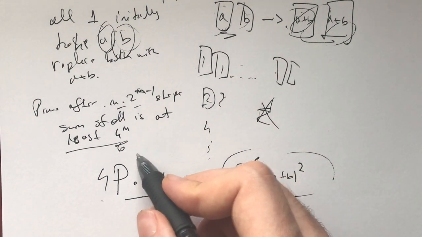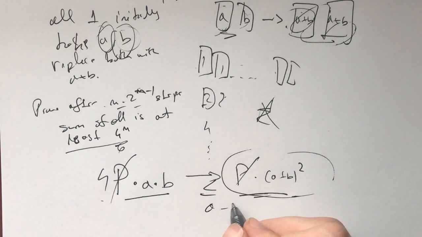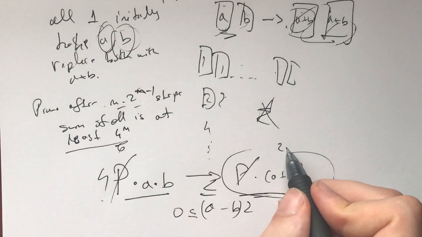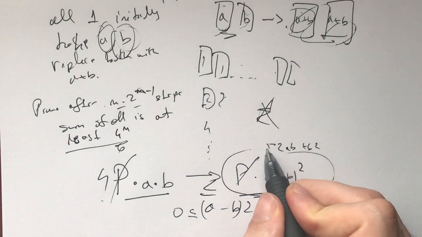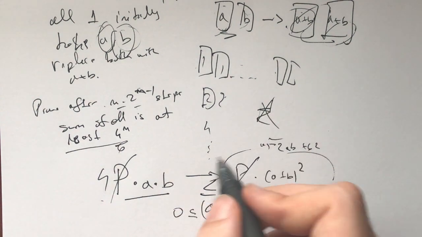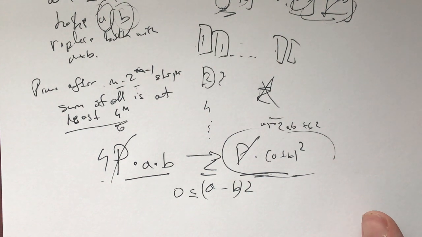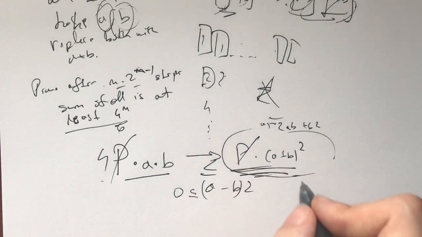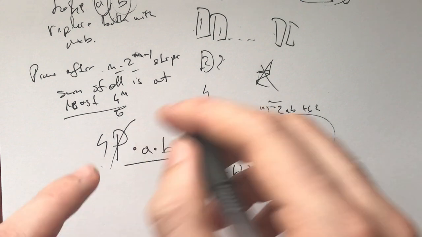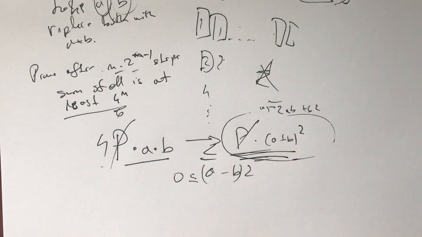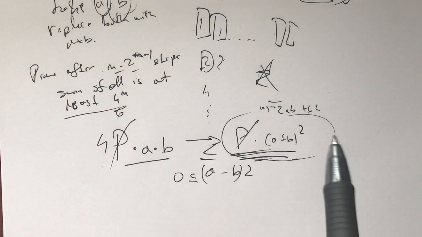Why? Well, you cancel the p's out and you have (a minus b) squared is greater than or equal to 0, basically, because this is 2ab plus b squared plus a squared. This is 4ab, you put it up and you're done. And this tells you that the product is not increased, but multiplied by 4 after every move.